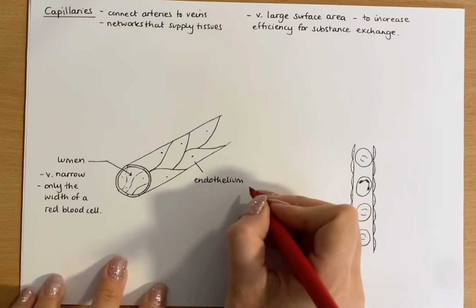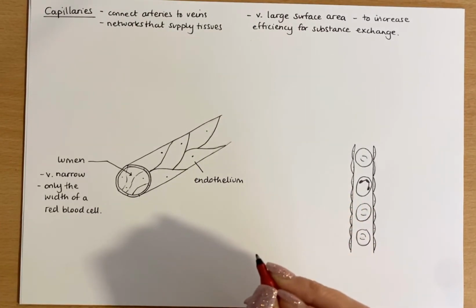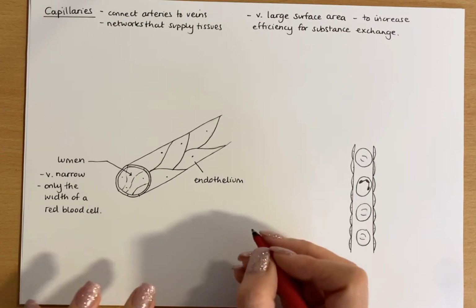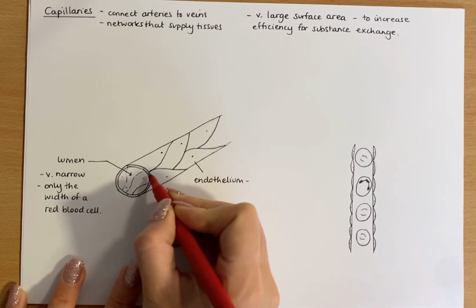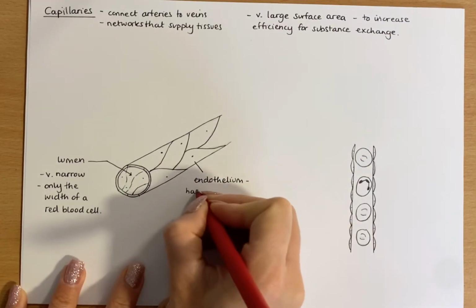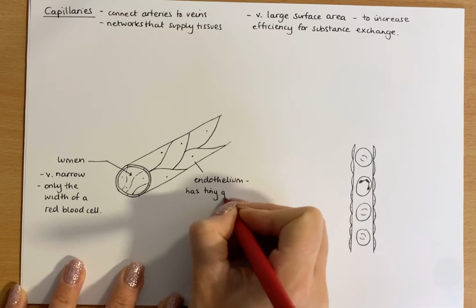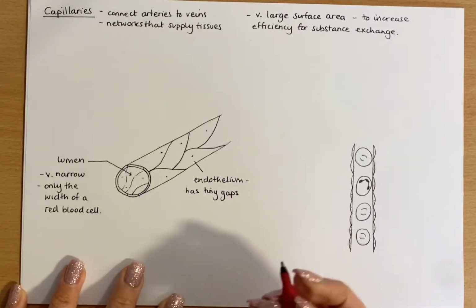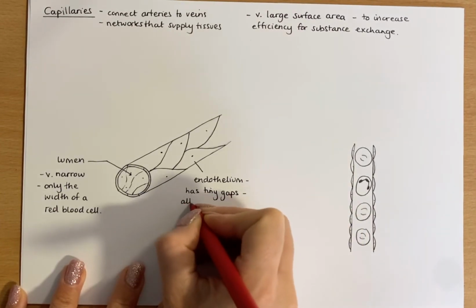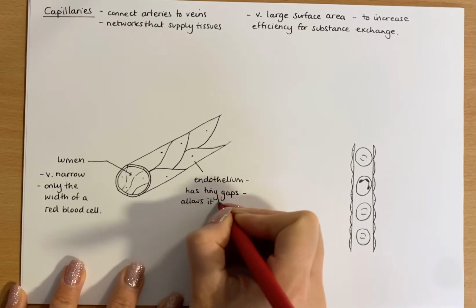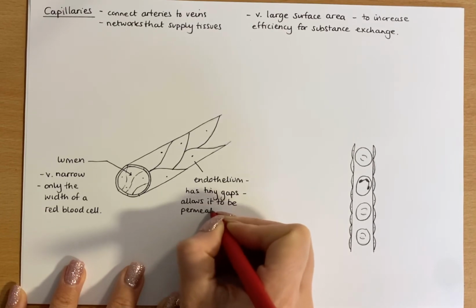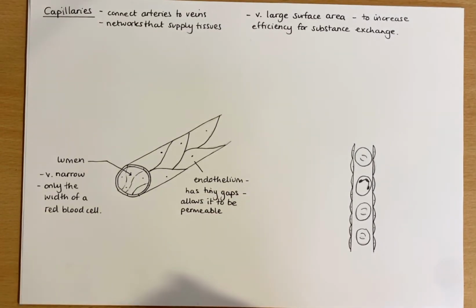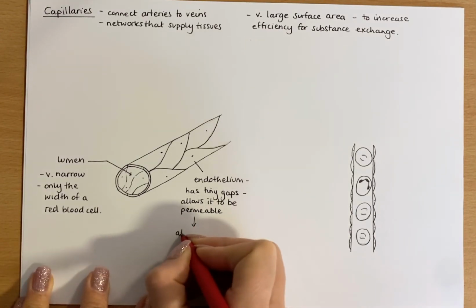Now, the reason it's so thin is so that it allows diffusion of substances and materials to move across it really quickly. And it also has tiny gaps between these cells. So anytime you see cells connecting, there will be tiny gaps. Now those gaps allow it to be what's called permeable. Hopefully you remember that term permeable or permeability from National 5 when we talked about semi-permeable or selectively permeable membranes. So that allows substances to move through.